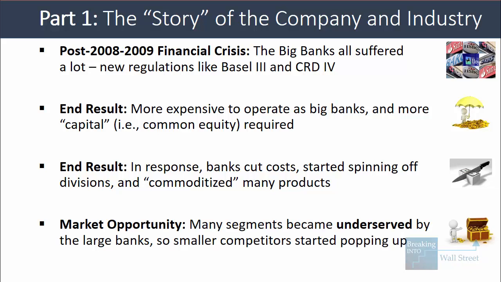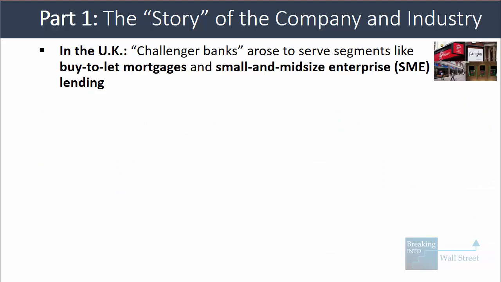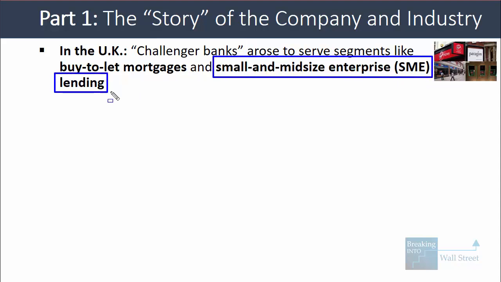This created a market opportunity because many segments were now underserved by the large banks, so smaller competitor banks started popping up to attempt to serve these segments more effectively. And in the UK, challenger banks arose, and they started serving segments like buy-to-let mortgages. In other words, mortgages that were taken out for homes that you were not planning to live in, but a home that you were planning to rent out to someone else. And then also small and mid-sized enterprise lending, asset finance, other segments like that that the bigger banks couldn't serve as effectively.